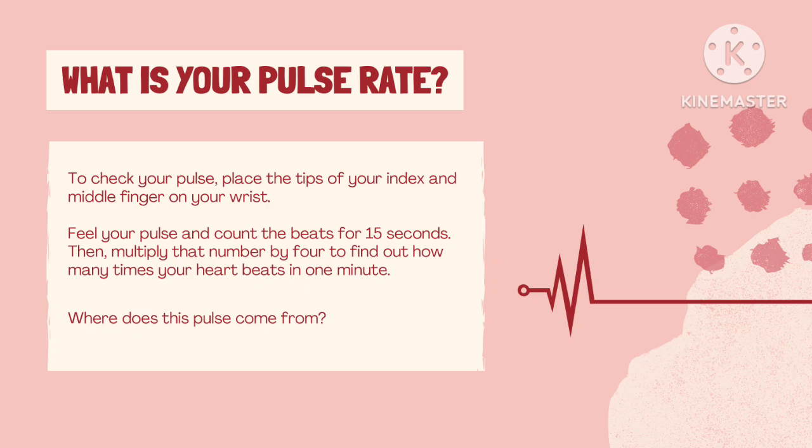To check your pulse, place the tips of your index and middle finger on your wrist. Feel your pulse and count the beats for 15 seconds. Then multiply that number by 4 and find out how many times your heart beats in 1 minute.